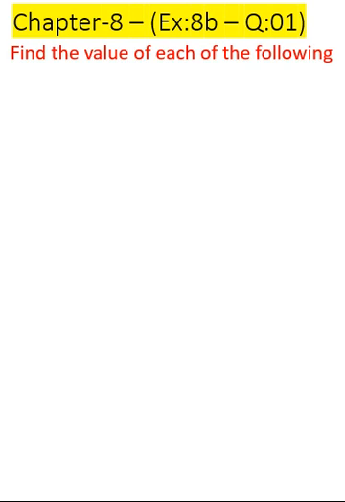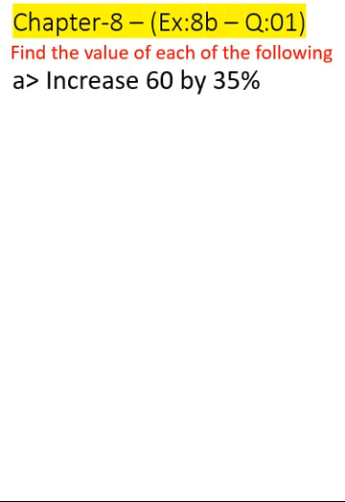Question 1. Find the value of each of the following. This question is about increase percentage and decrease percentage. So part A is increase 60 by 35%. That means we have to increase 60 by 35% after calculating 35% of 60. So first we calculate 35% of 60.